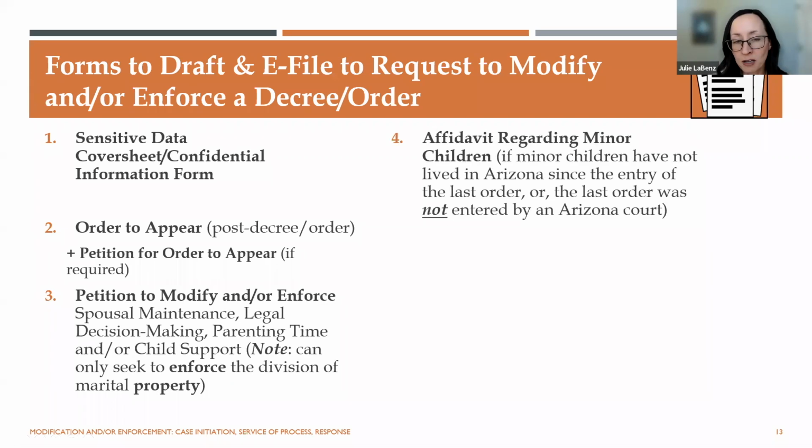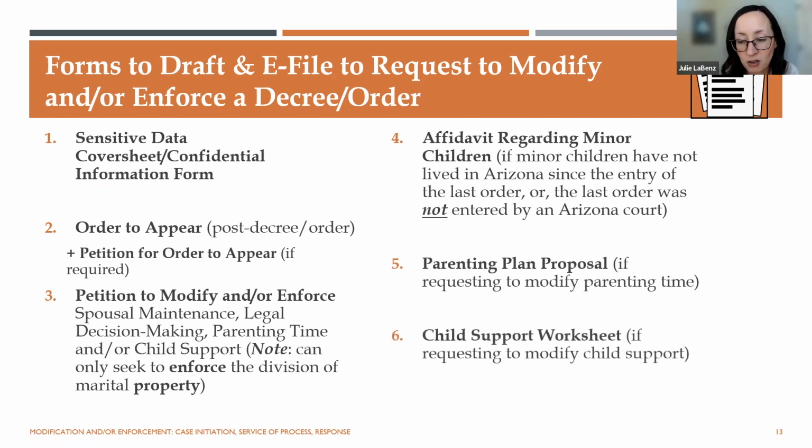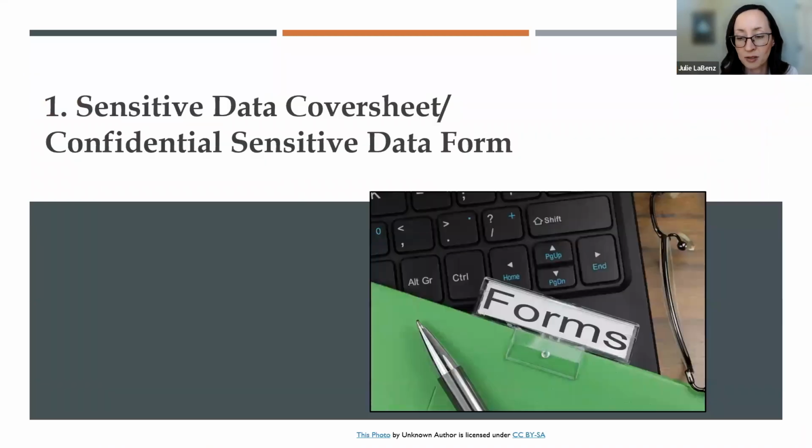If there's minor children at issue in your modification or enforcement case, and they haven't lived in Arizona since the entry of the last order, or at any time, or the last order was not entered by an Arizona court, then you'll need to draft and file this affidavit regarding minor children. If you're requesting to modify parenting time, you'll need to file a parenting plan proposal. And if you're requesting to modify child support, you'll need to include a child support worksheet with the current amount and then a child support worksheet with the amount you're requesting.